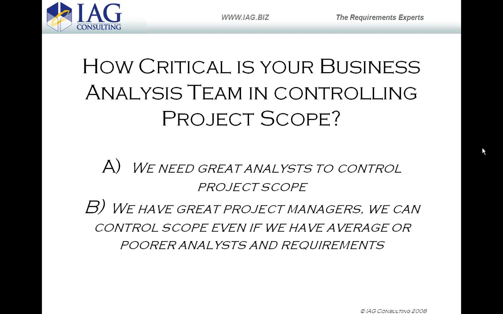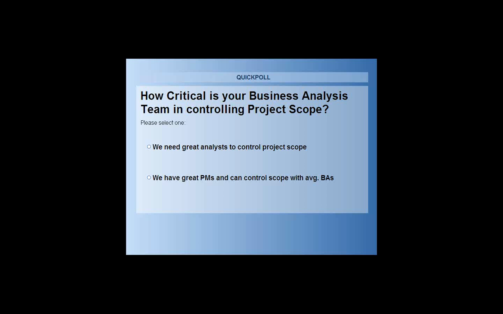So now one last question. Now, 70-odd percent, you got the last one wrong, okay? So let's go through this next one. How critical are your business analyst team in controlling project scope? And this speaks to one of the earlier questions I had, the relationship between the analysts and the project manager organization. You need to have great analysts to control the scope, or you have great project managers and you can control scope even if you have average or poorer analysts.